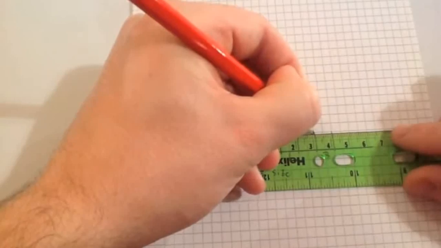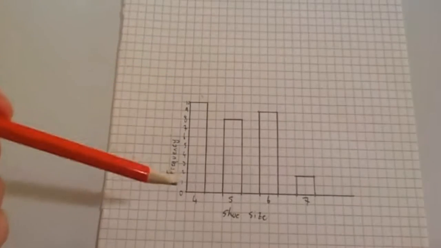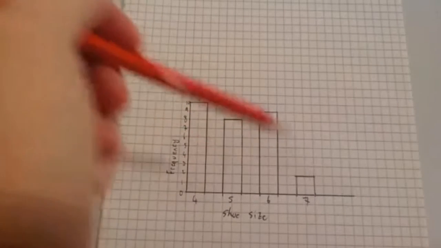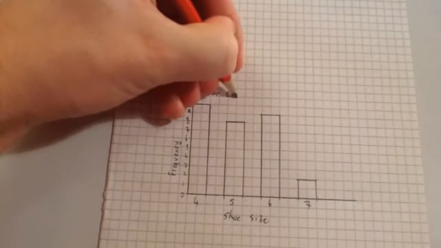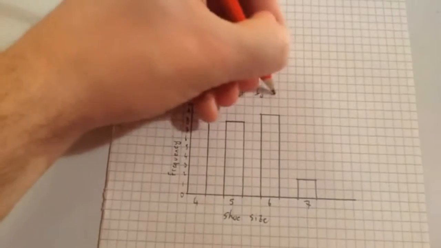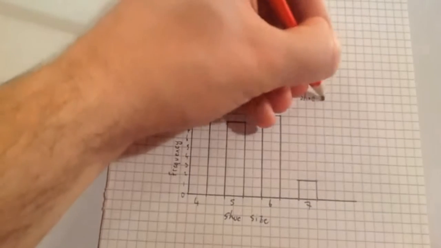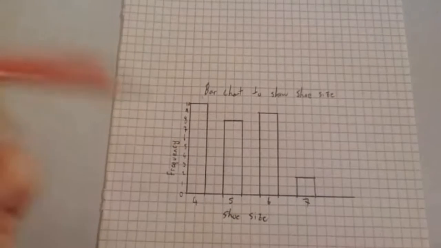If you want to colour these bars in, you can. The main things, just to recap them: frequency goes up the side. Each bar is the same width, so each bar is 2. The gaps are the same size. And let's include a title as well. So bar chart to show shoe size. And we've labelled all our axes, and that's it. So that's how to draw a bar chart.